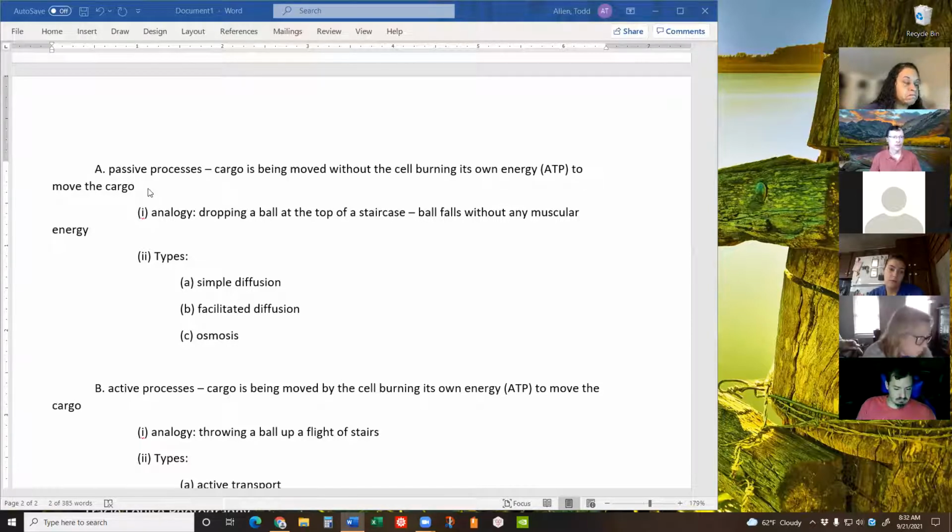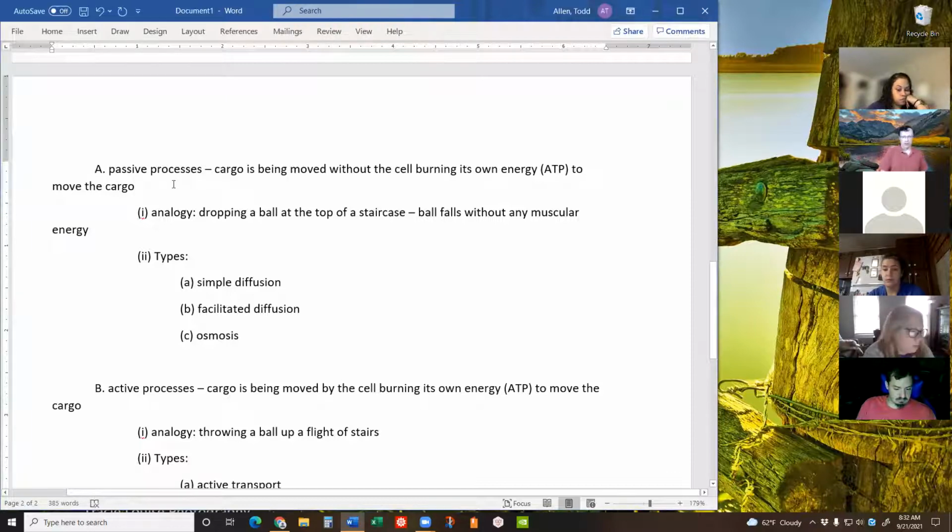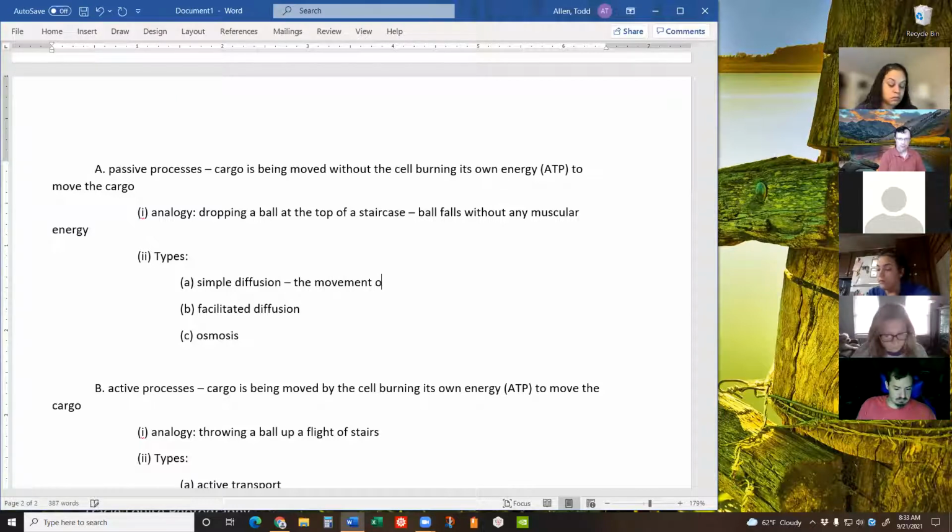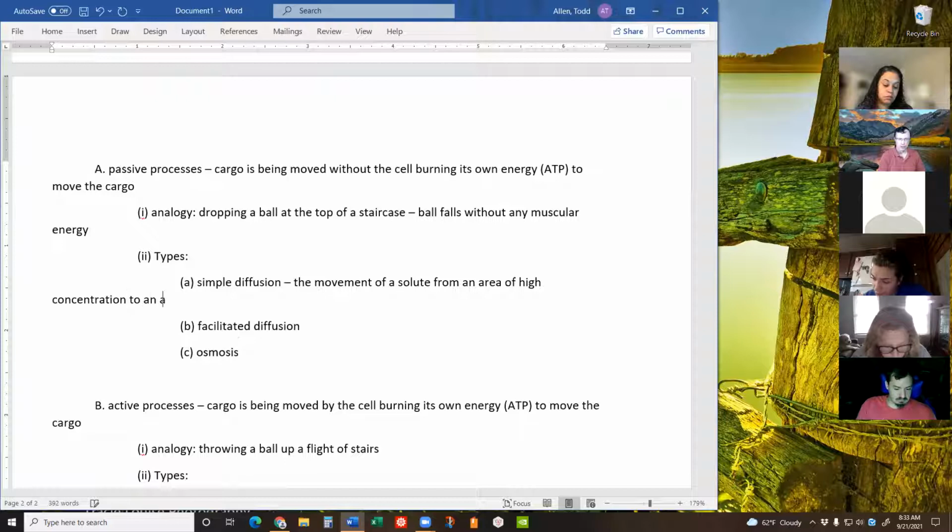All right, so let me do a couple things here. When we were talking about passive processes, the cargo is being moved without the cell burning its own energy. So let's start defining these different types in your notes. Simple diffusion is the movement of a solute from an area of high concentration to an area of low concentration.